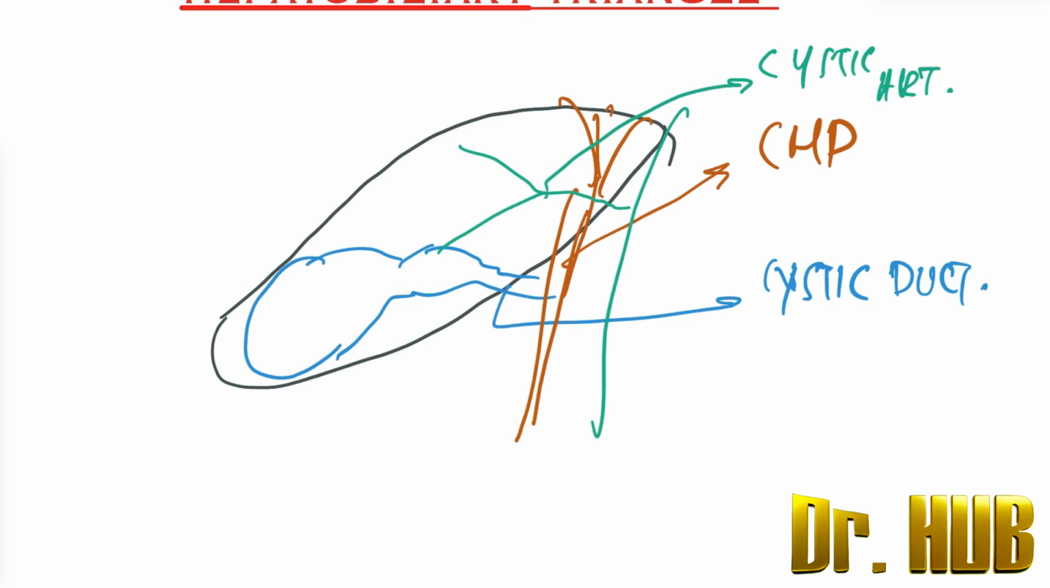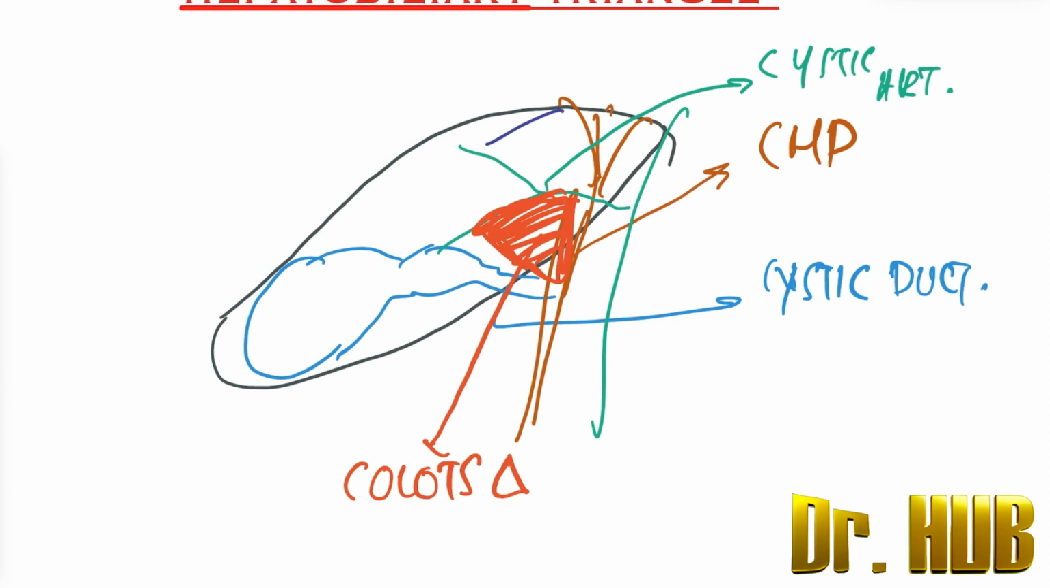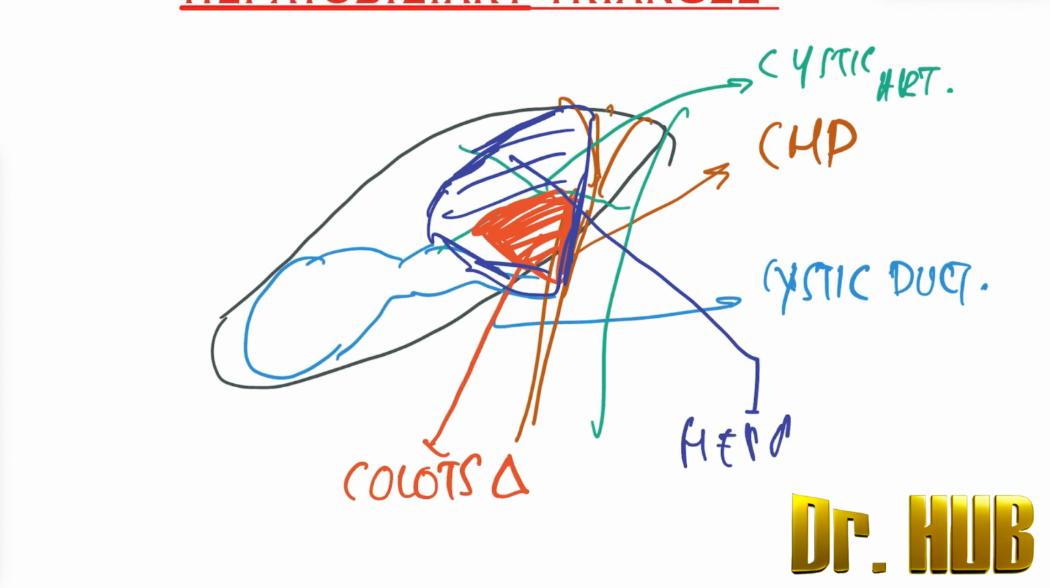Now let's look at each triangle. The triangle at the bottom is nothing but Calot's triangle. Next is the other triangle. The other triangle is the bigger triangle. This is nothing but the hepatobiliary triangle.